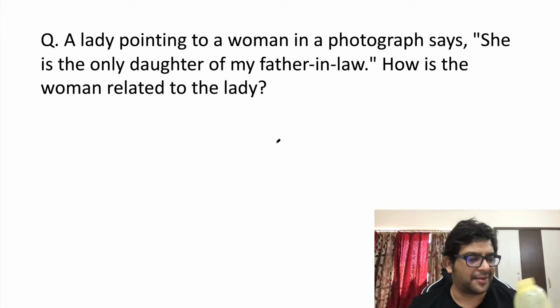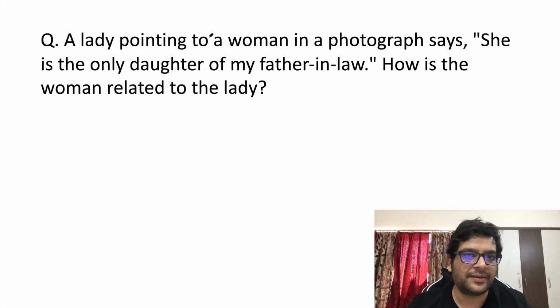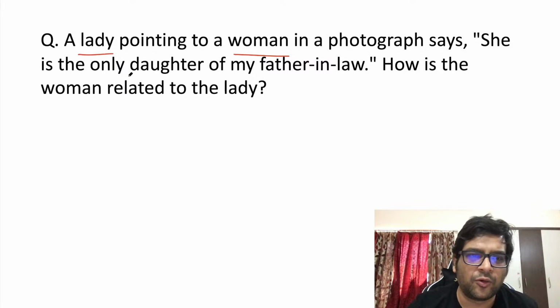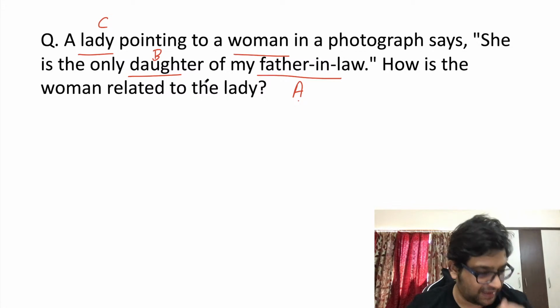What do you think will be the answer here? A lady is pointing to a woman in the photograph. She is the only daughter of my father-in-law. So you name your father-in-law as A. You name the only daughter as B. And suppose you are C, a lady who is pointing. So there are three characters involved here. Sister-in-law, daughter-in-law, these are the options.